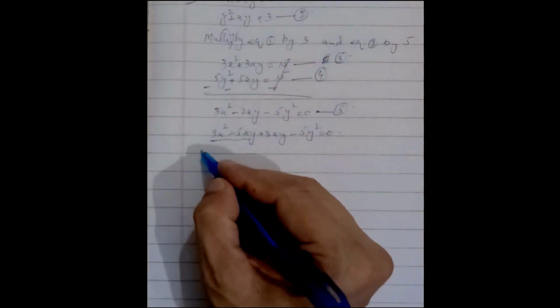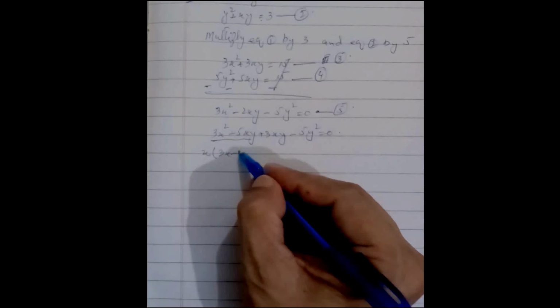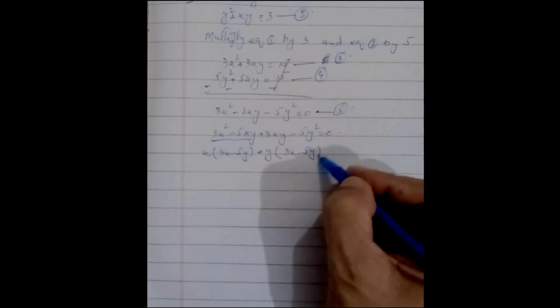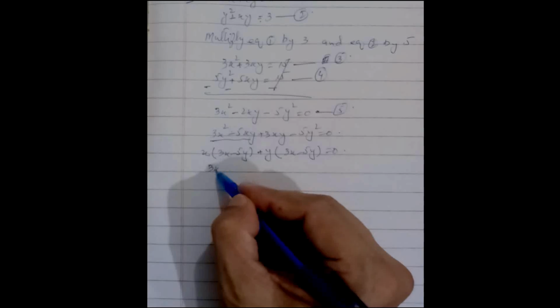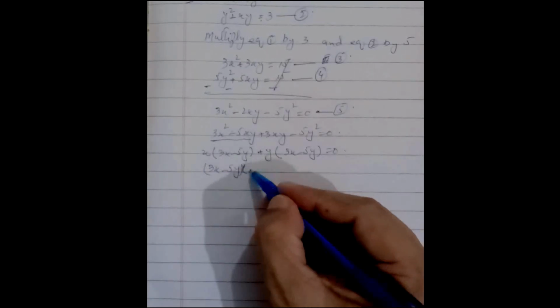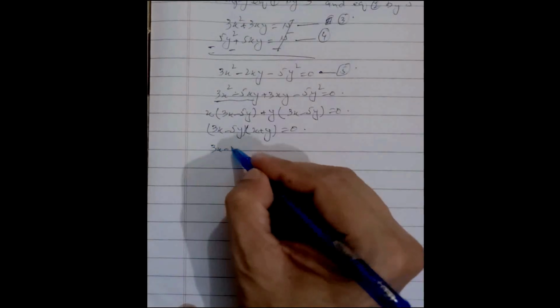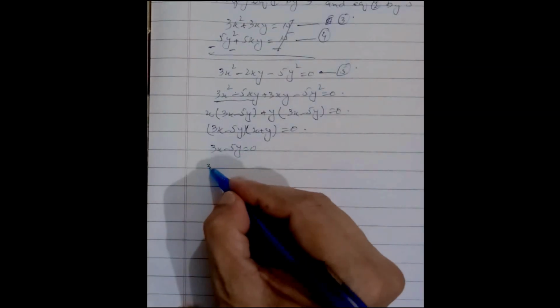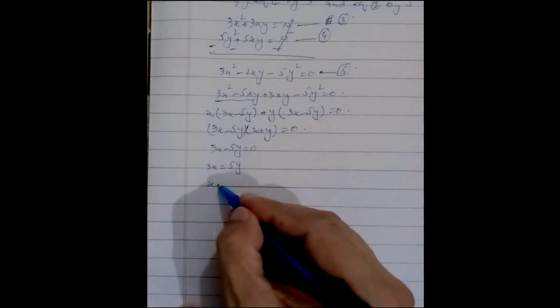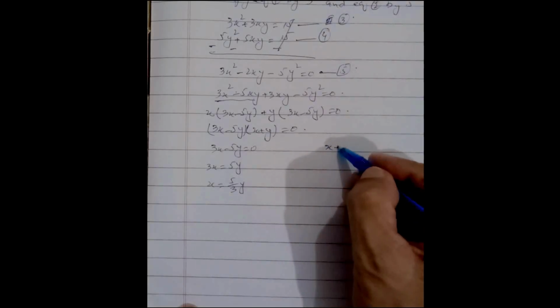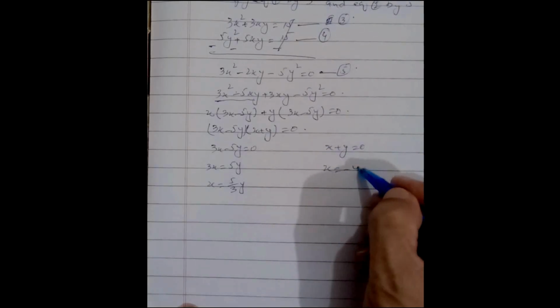Now we simplify these values by taking common x. The remaining value is 3x minus 5y and plus y. 3x minus 5y is equal to 0, and it is 3x minus 5y, x plus y is equal to 0. And in this way, we first find the values of x, which are 3x minus 5y is equal to 0, 3x is equal to 5y, and x is equal to 5 over 3 y. And the other value is x plus y is equal to 0, and x is equal to minus y.